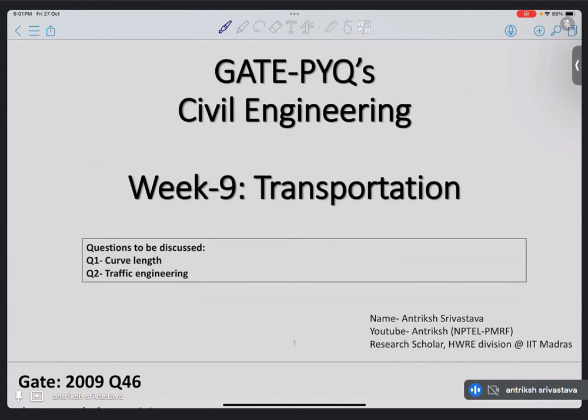Okay, so this is week 9, transportation engineering, GATE previous year questions. So today we'll solve the first question just to revise our concept a little bit. Then we'll get into traffic engineering. We'll look at Webster's formula and weaving ratio. These are some of the topics that are very common actually. So we'll look at those topics. So let's start.